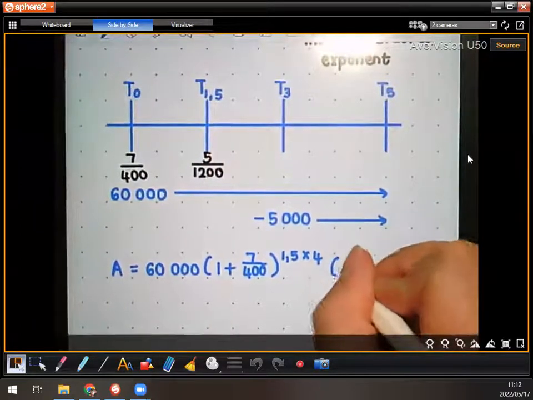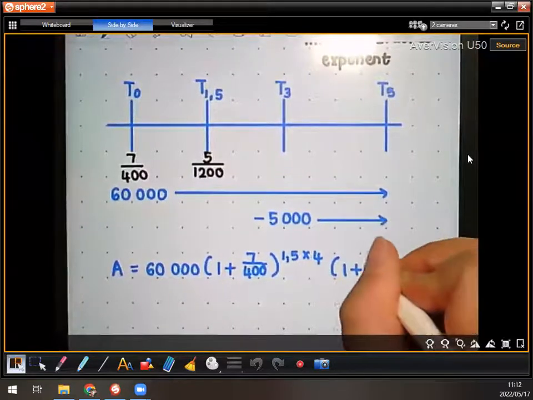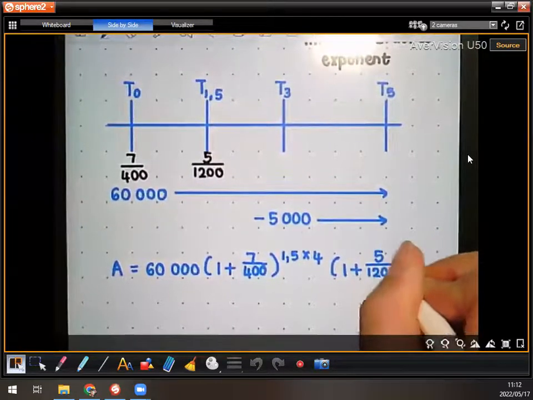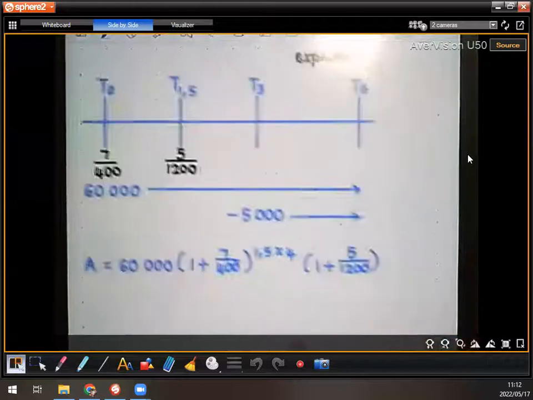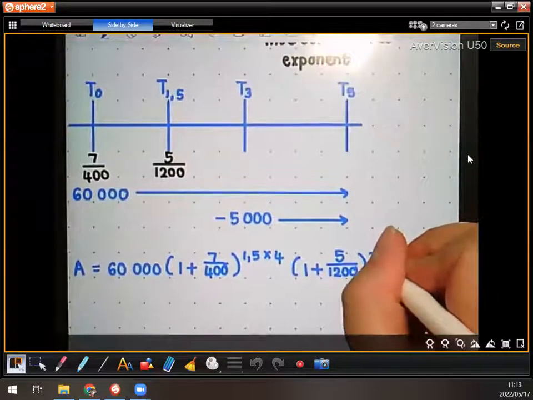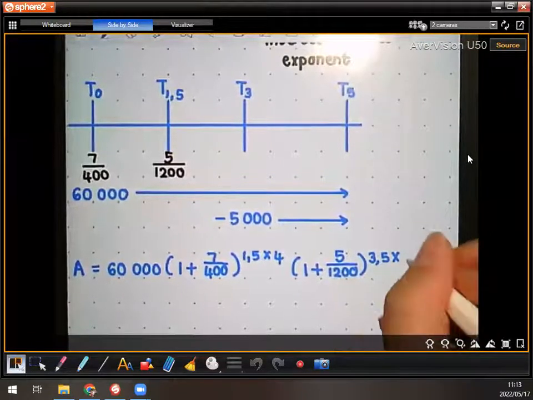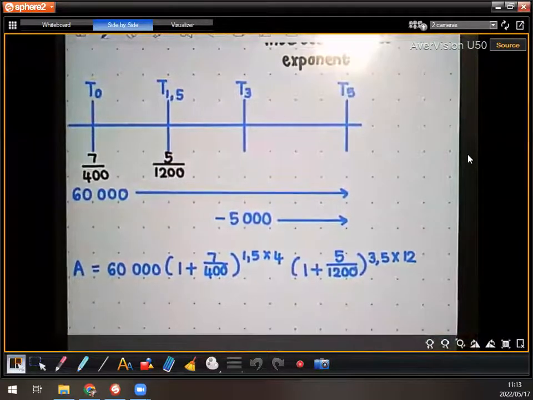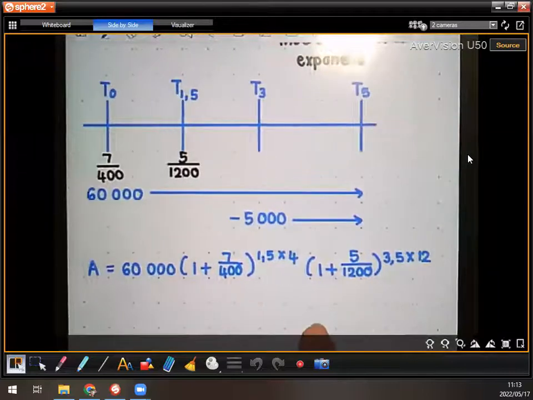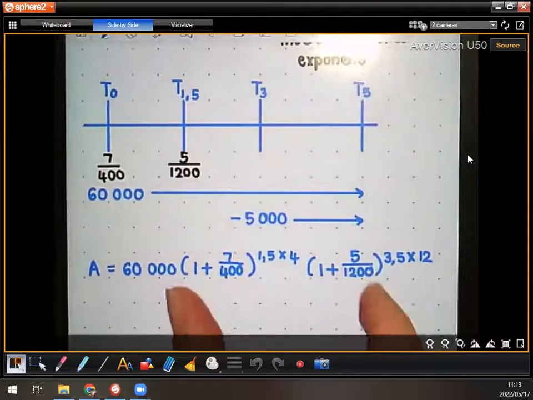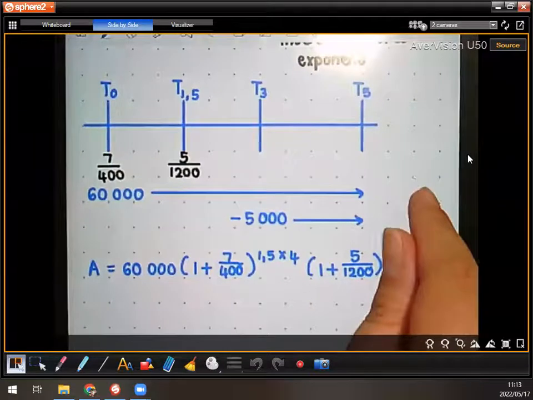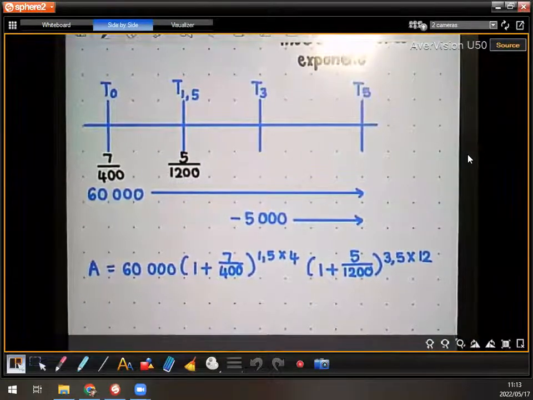So we're going to do 1 plus 5 over 1,200 to the power of 3.5 times, now it's monthly, so we're going to have to times by 12. 3.5 years, but 12 times a year. But guys, this is going to give me the amount that I would have had if that money was actually in the account for the full 5 years.